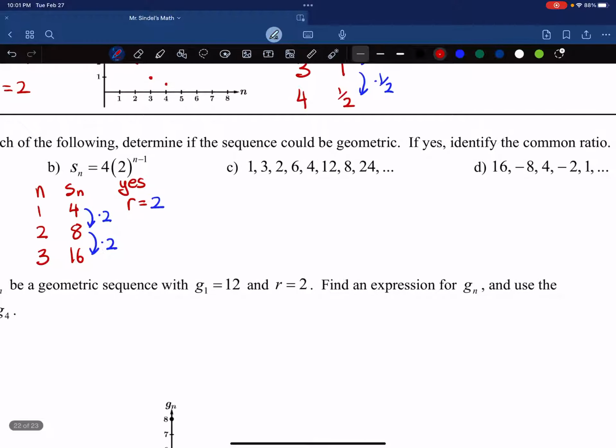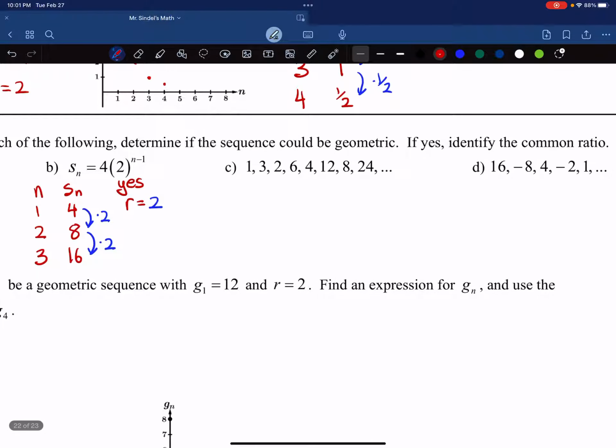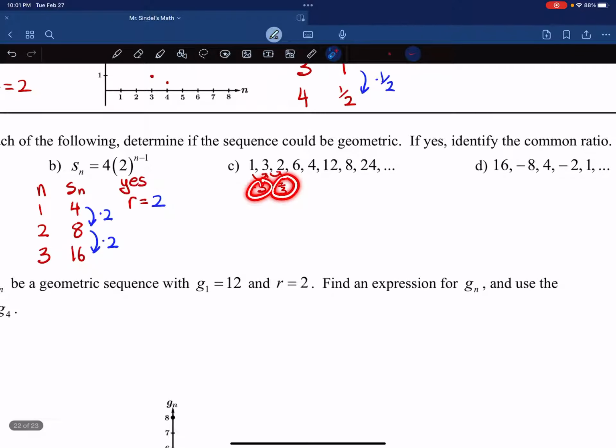What about the next one? The table's already kind of laid out for us. If you get from 1 to 3, I multiply by 3. To get from 3 to 2, you don't multiply by 3, technically you multiply by 2/3. These two numbers are not the same. Therefore, the answer here is no, it's not geometric. What about D?